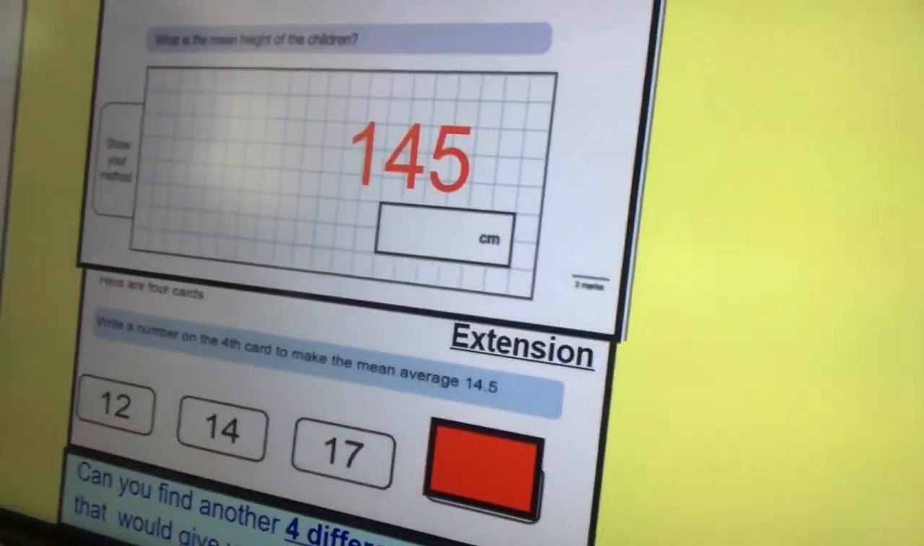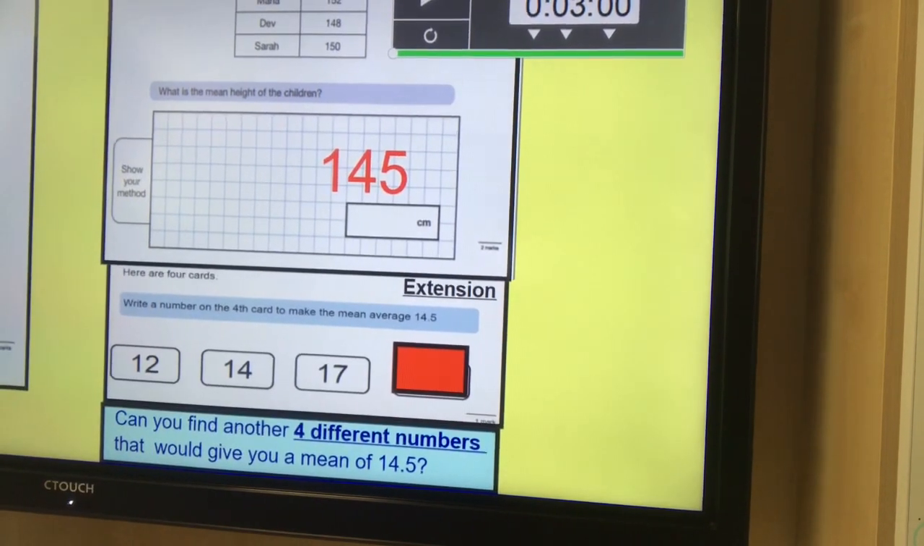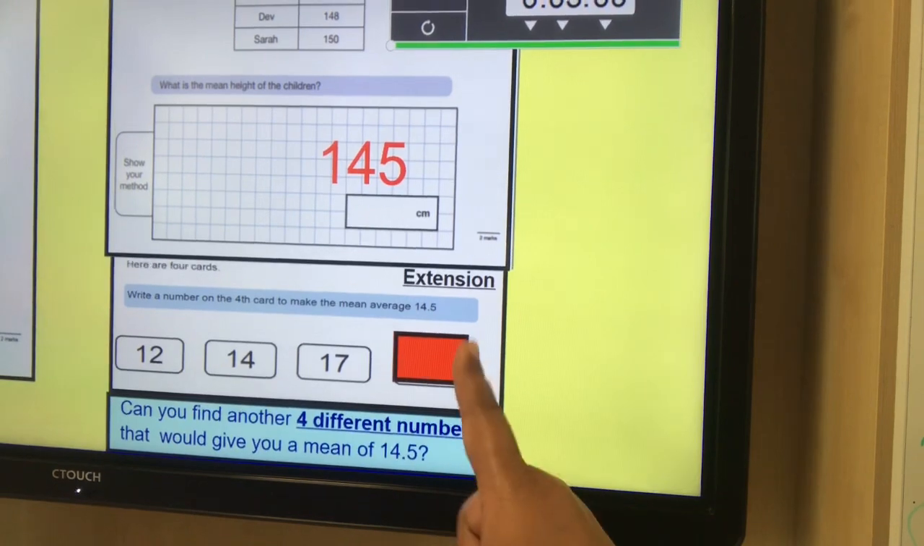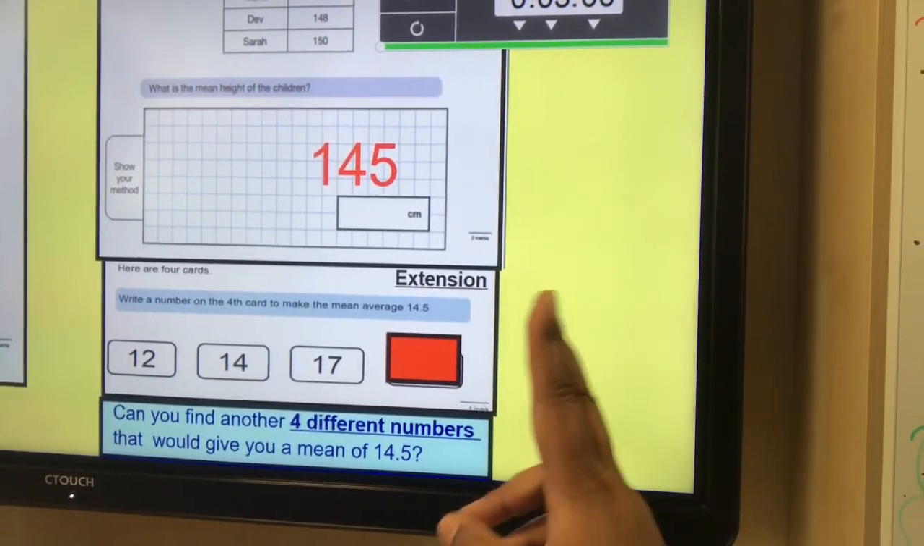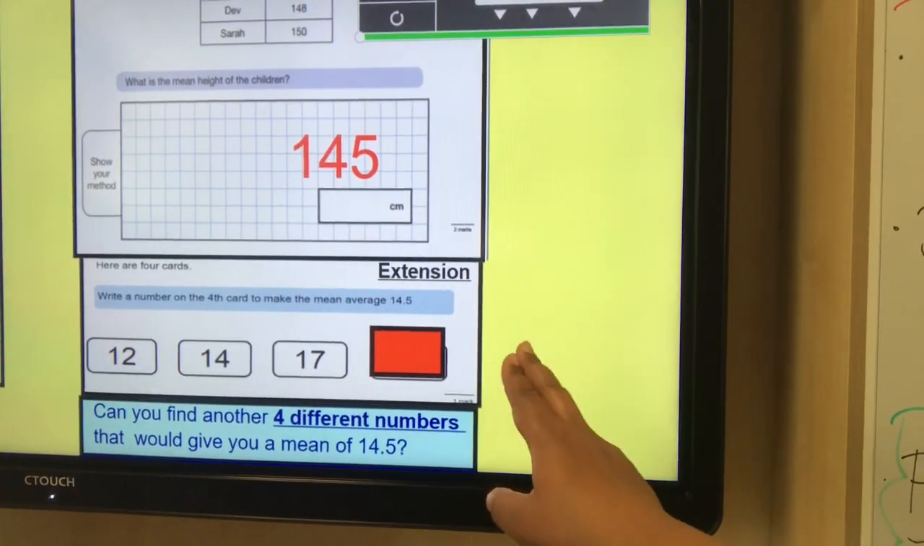So those of you who were eagle-eyed would have seen it before. 4 cards, write a number on the 4th card to make the mean average of 14.5. And it gives you 12, 14, 17. So we add all 4 numbers together and divide it by 4. You should have an answer of 14.5. So what is the missing number?